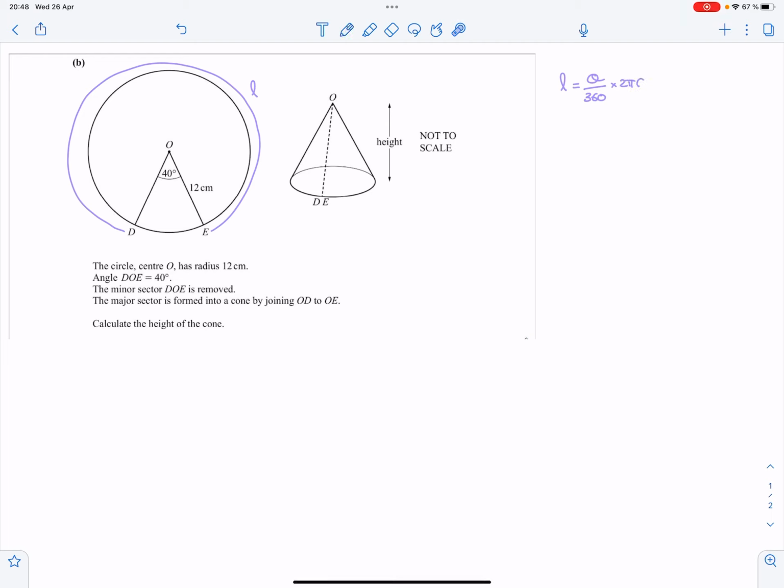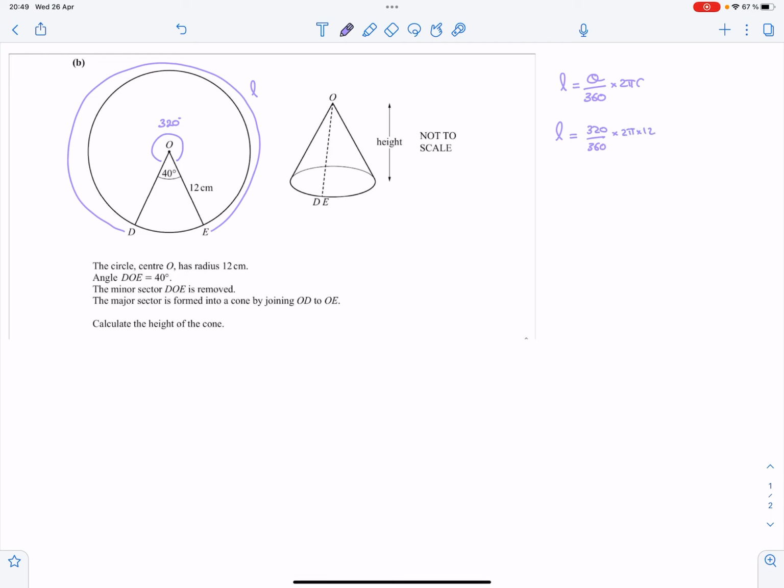Now, in this case, theta would be the angle at the center of the major arc. In other words, that would be this angle here. And since we know that this angle is 40 degrees, the angle at the center for the major arc would be 320 degrees. Furthermore, the radius, the r that we need for this formula, is 12 centimeters. So I'll just say 12, and I'll say that the arc length L has to be equal to 320 over 360 times 2 pi times 12.